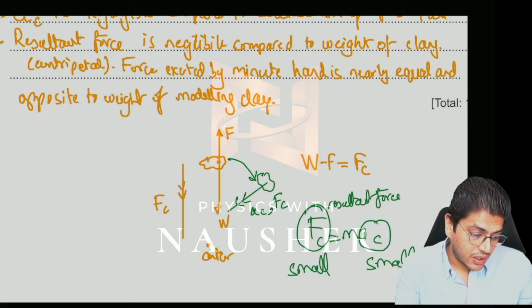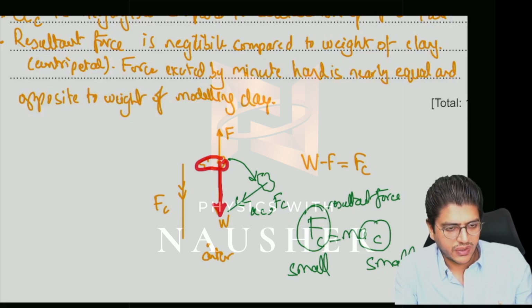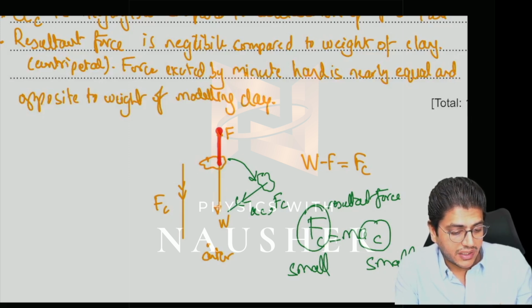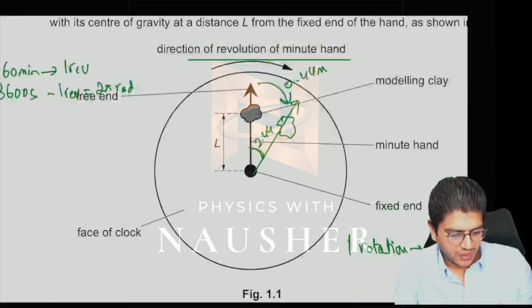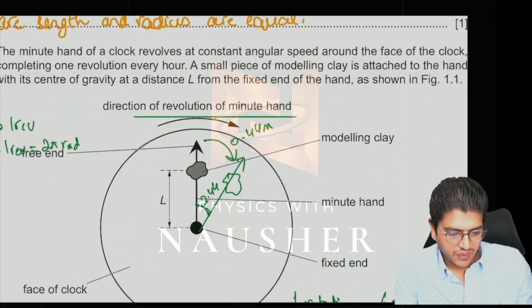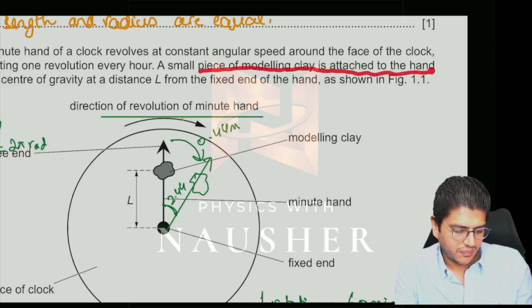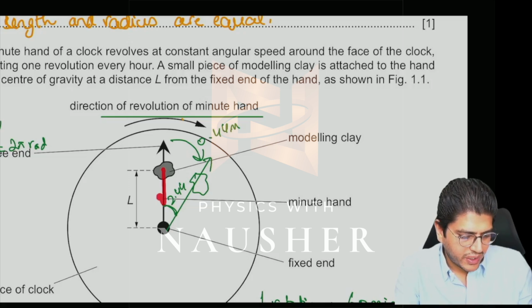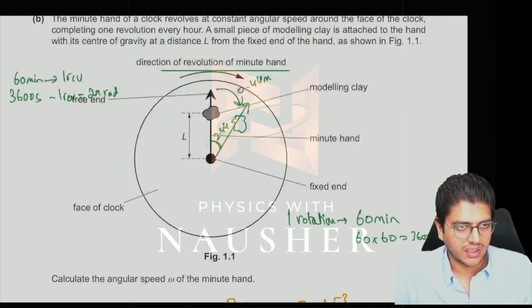The other forces are the weight of the modeling clay, or whatever this block was made of, and the force exerted by the minute hand on this clay. That's why it is over there. Now, if you go back in the question, how do I know it's over there? They say in the question that a small piece of modeling clay is attached. It's there. How is it there? The weight of this thing should move it down. There must be a force upwards, and that's the force exerted by the minute hand on the modeling clay.